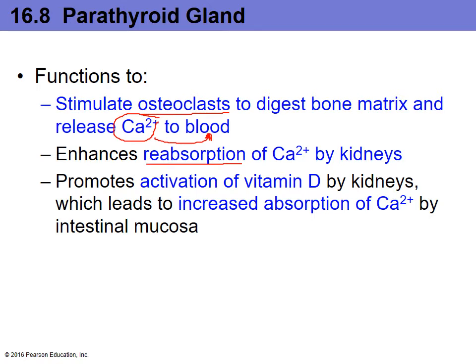I do want to point out that right here it says it stimulates osteoclast, which means that it's going to inhibit osteoblast activity. Osteoblast, the B is for building. So it will prevent the bone from, in essence, thickening or remodeling, because it doesn't want to take any more calcium from the blood.